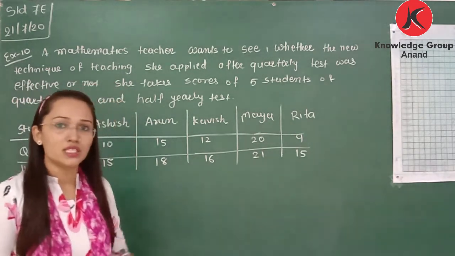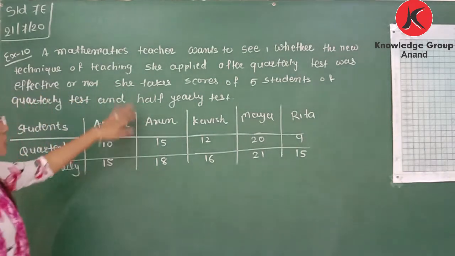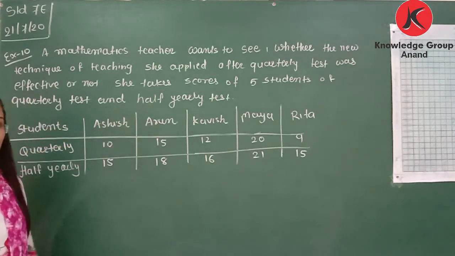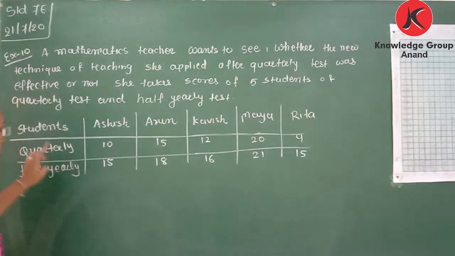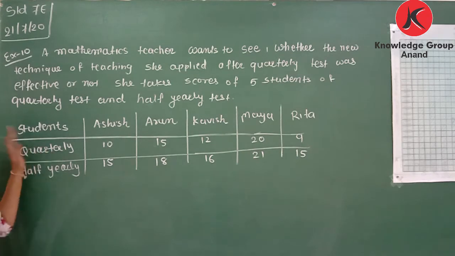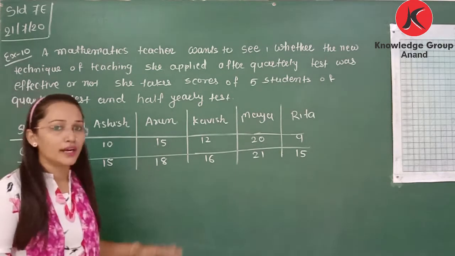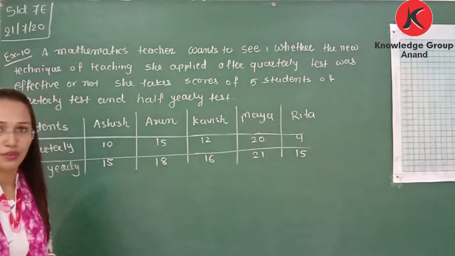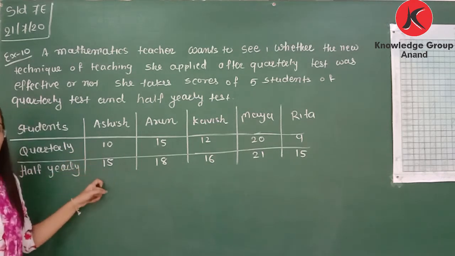If we compare the marks before the method and marks after the method. So here she takes the scores of 5 students of the quarterly test and half yearly test. Means here the marks of 5 students are given, which is quarterly, that is before the new method, and half yearly, that is after the new method. If the marks after applying the method are better, then the method is effective, that we can understand. So here what we need to do? We need to compare the marks of quarterly and half yearly.